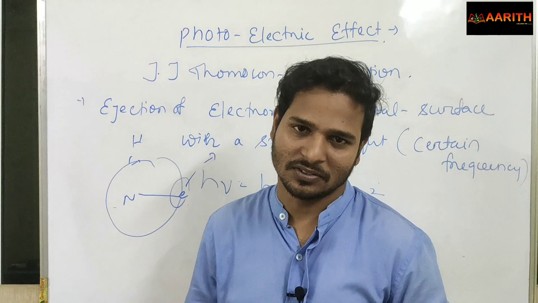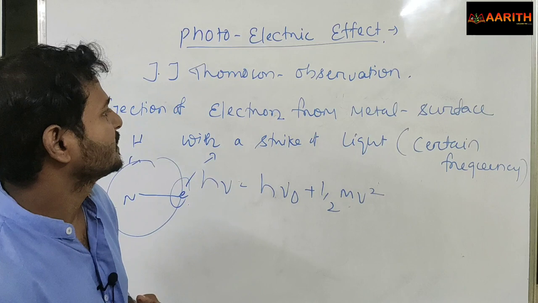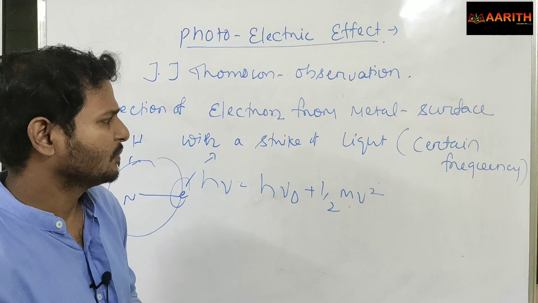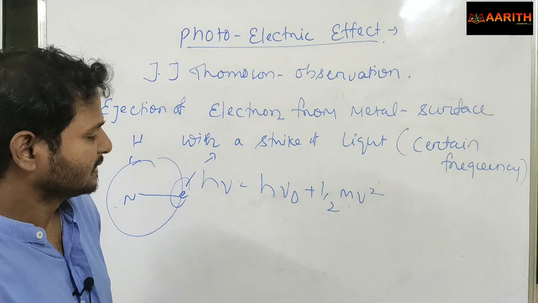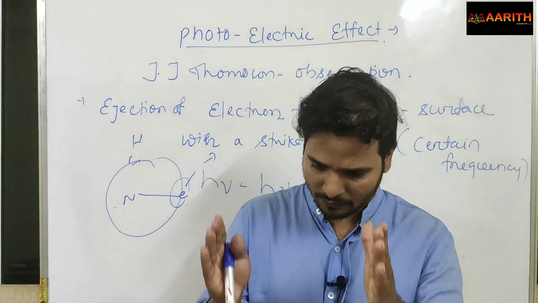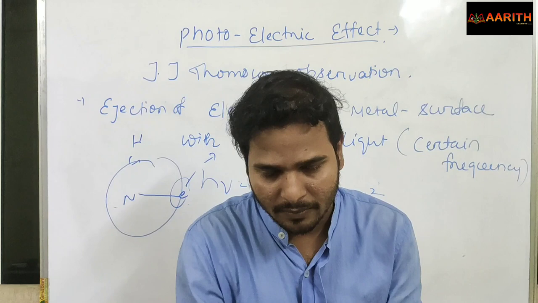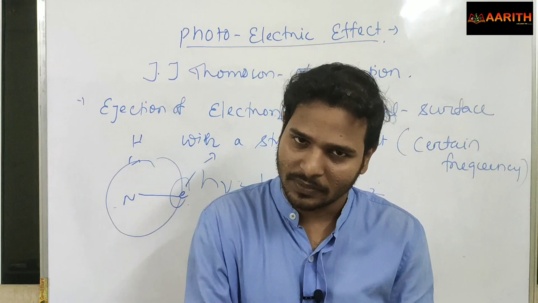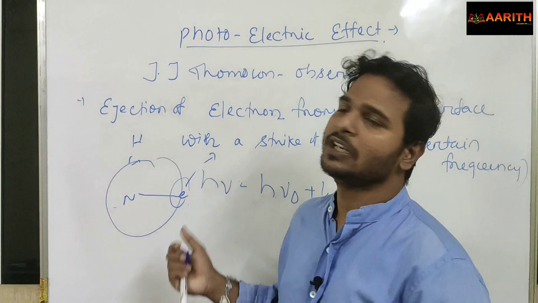Fine. So the photoelectric effect, observed by J.J. Thomson, has a simple definition: ejection of electron from a metal surface with a strike of light with some certain frequency. This is the equation; the frequency of the light depends on the internuclear force of attraction and the kinetic energy of the electron. So we studied electromagnetic waves, some wave characteristics: frequency, wavelength, amplitude, time period, wave number, like that. And second, Planck's quantum theory, the quantization of energy, and now the application of that quantum theory, simply the photoelectric effect, that is used in photographic plates.